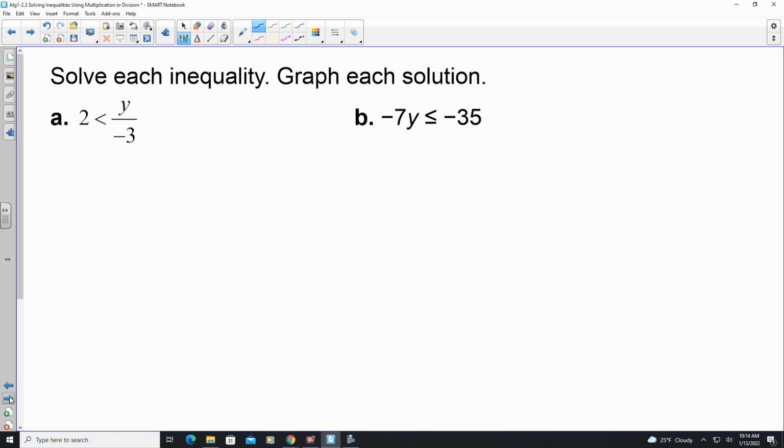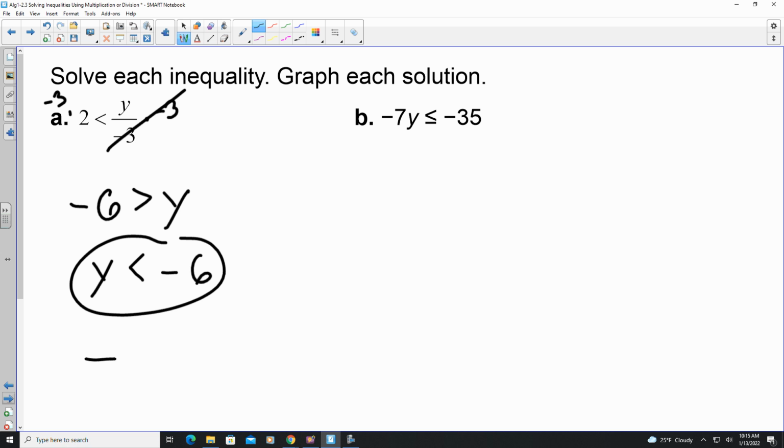So again, this is a situation where now you're either multiplying or dividing by a negative number. So multiplying this by negative 3, this gets canceled. I got negative 6 over here. It was less than, now it's going to be turned to greater than y. So if I wanted to graph this, I'm going to put y over here. I got negative 6. Negative 6 is where the inequality is open towards. I'm going to leave it like that. Graphing that, negative 6, open circle, shades towards the left.